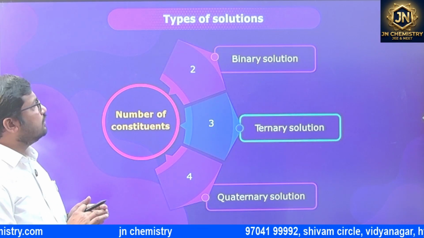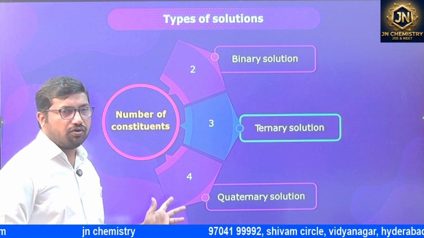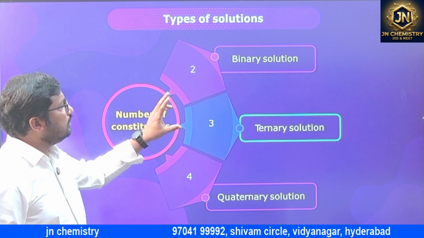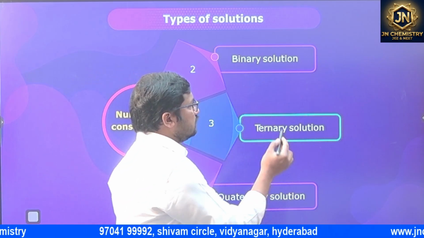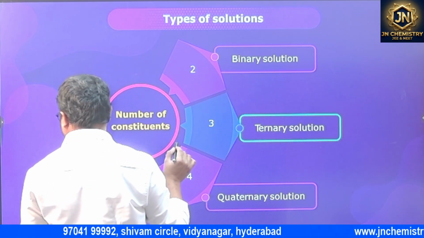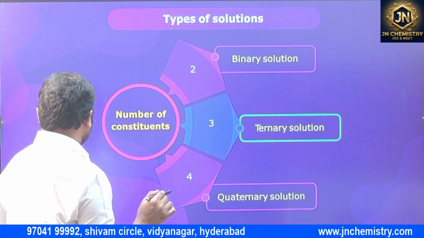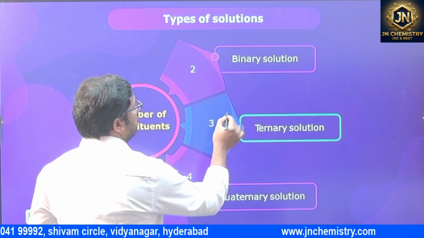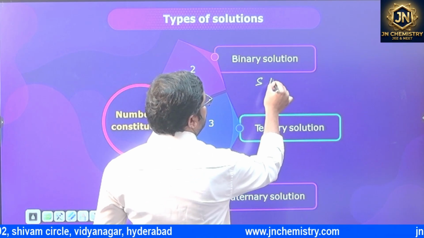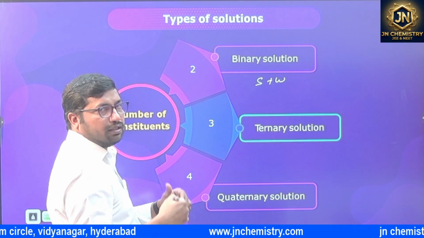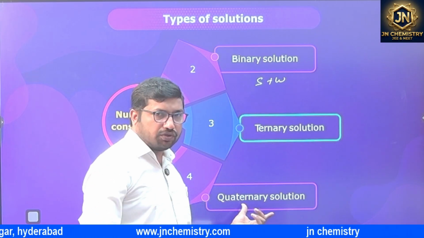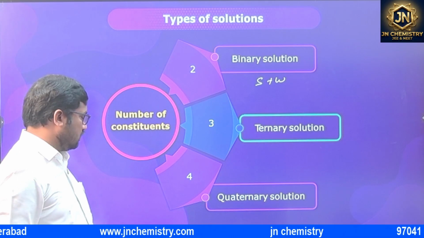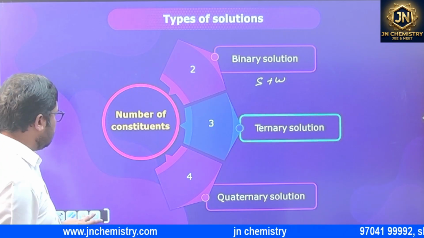Actually, types of solutions: binary, ternary and quaternary solutions. Binary solutions means what? Only two components present, right? For example, sugar plus water. So binary. Sugar plus water plus salt, ternary solutions. Quaternary means four components, like that. Okay, just write it.